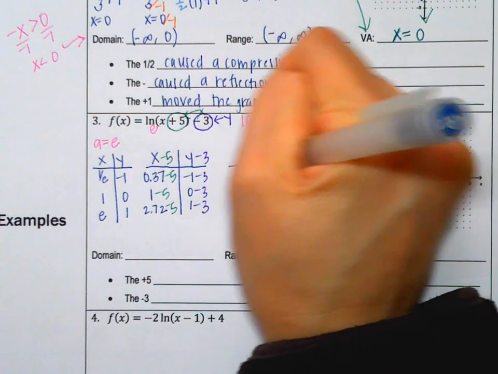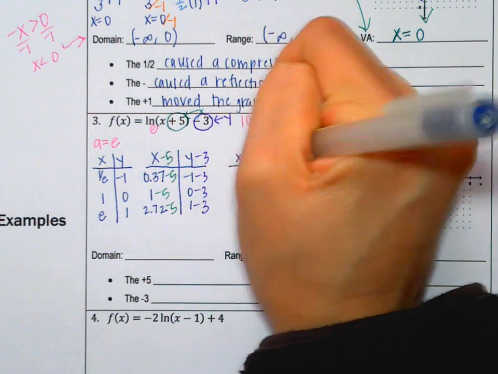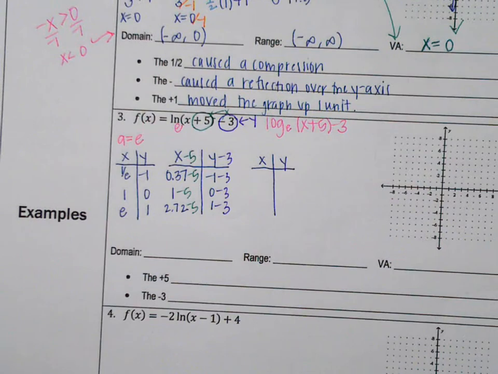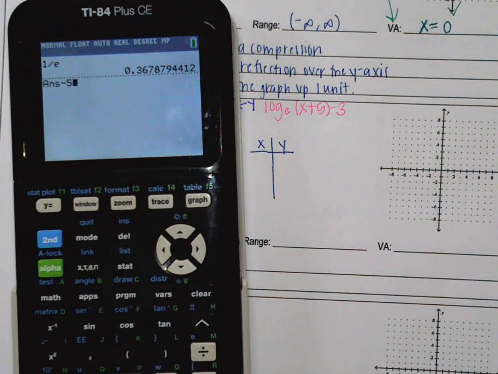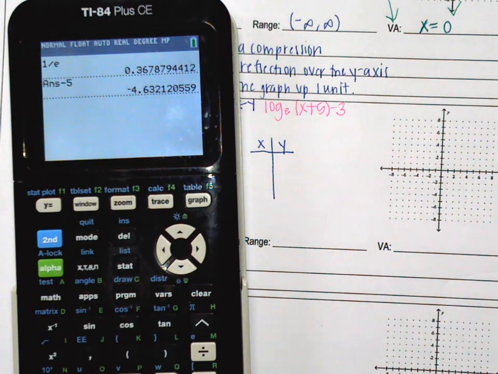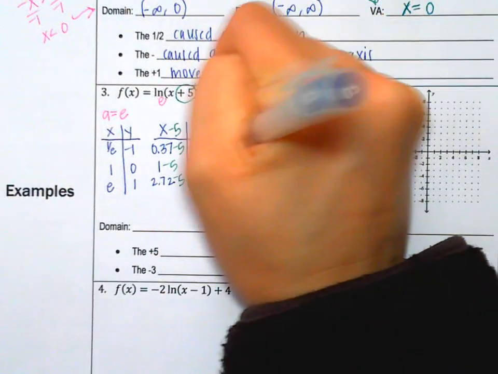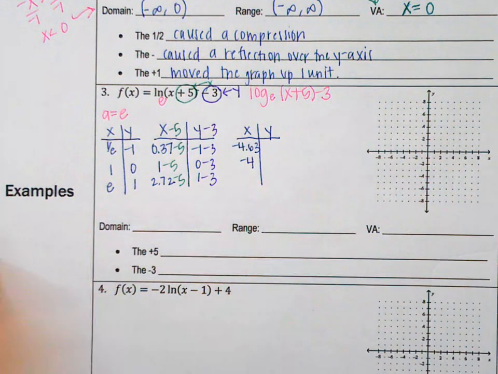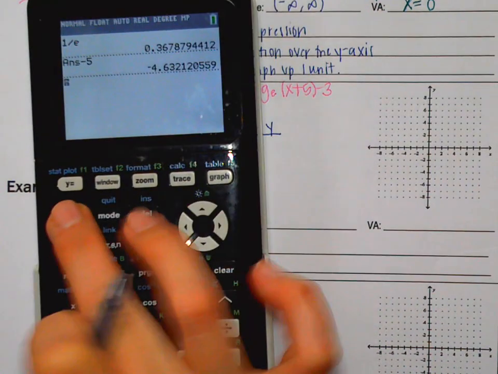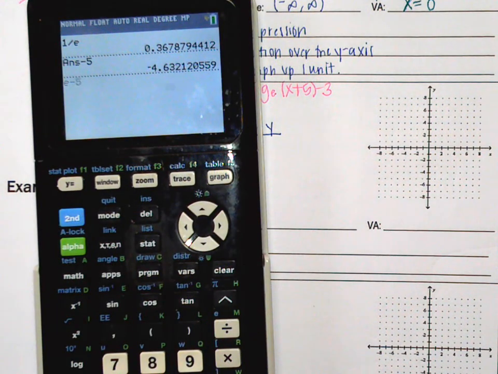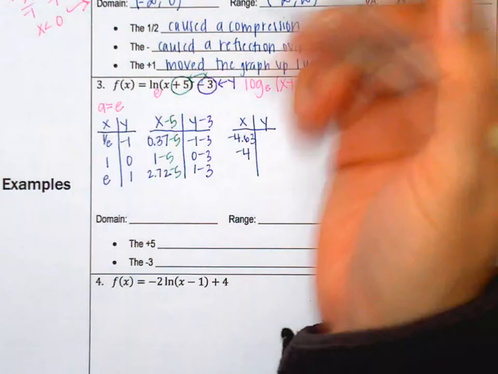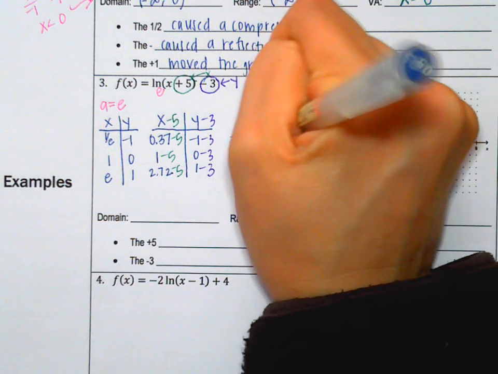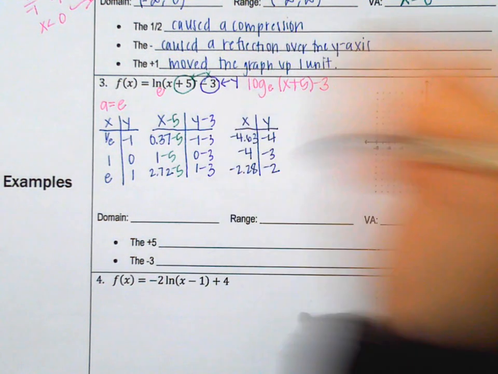And then I'm going to get my final table. So if you need to do that in your calculator, which honestly sometimes I do, like 0.37 minus 5 is going to be -4.63. 1 minus 5, that one I can do. And then if you want to do e minus 5, so second divide, minus 5, -2.28. And then -1 minus 3 is -4, -3, and -2.